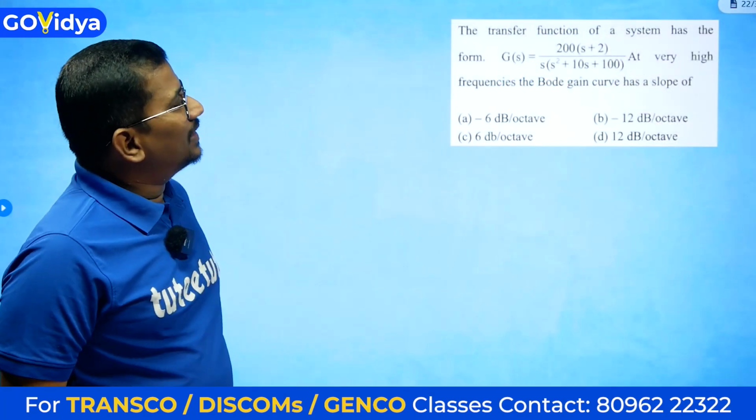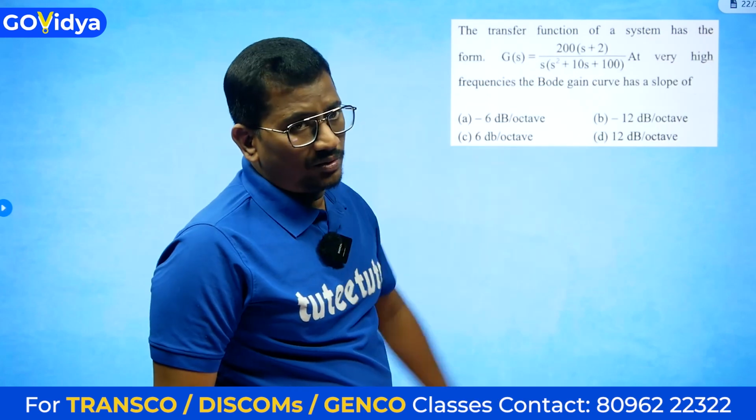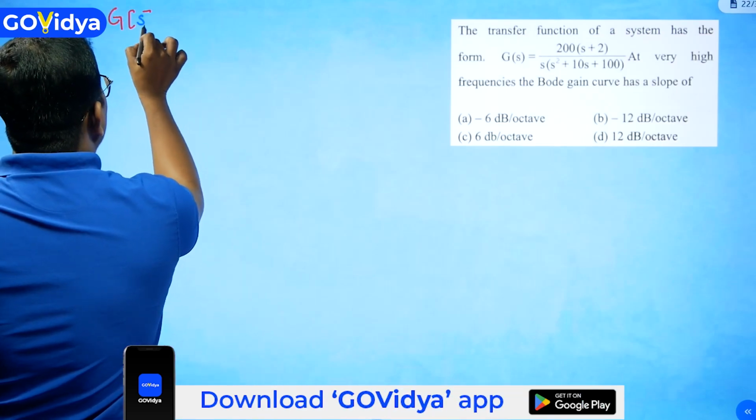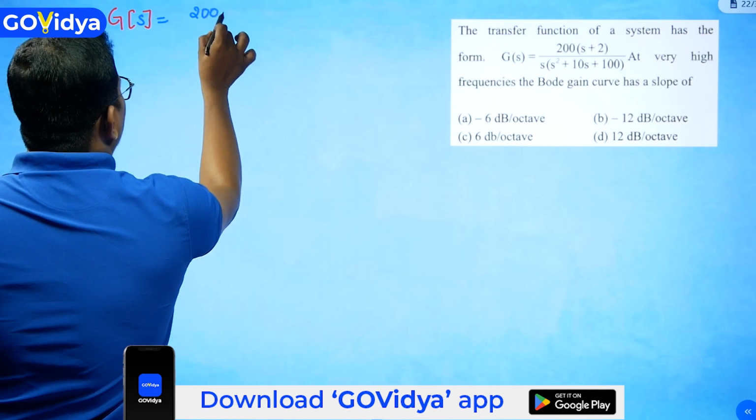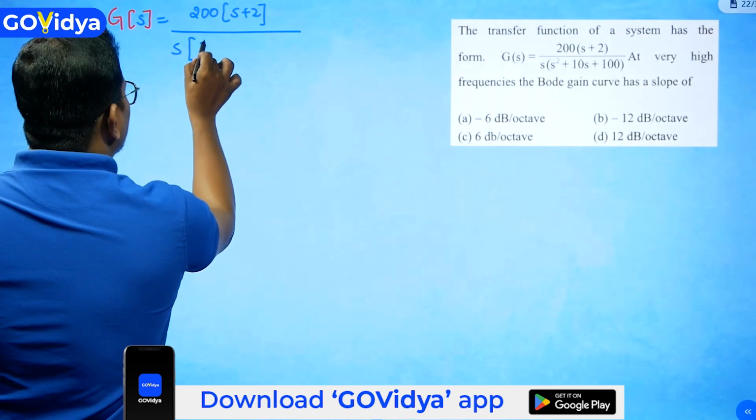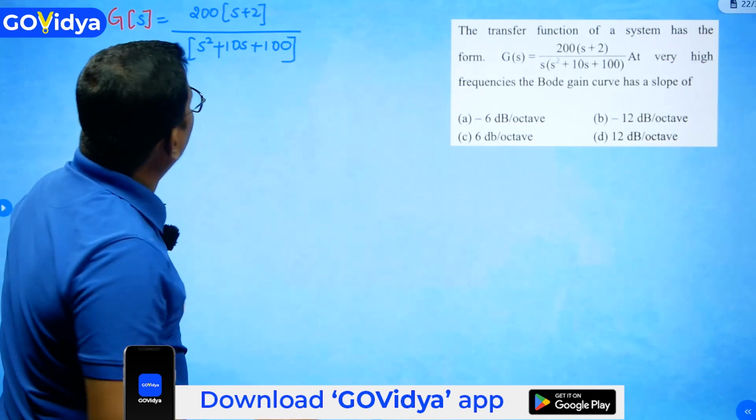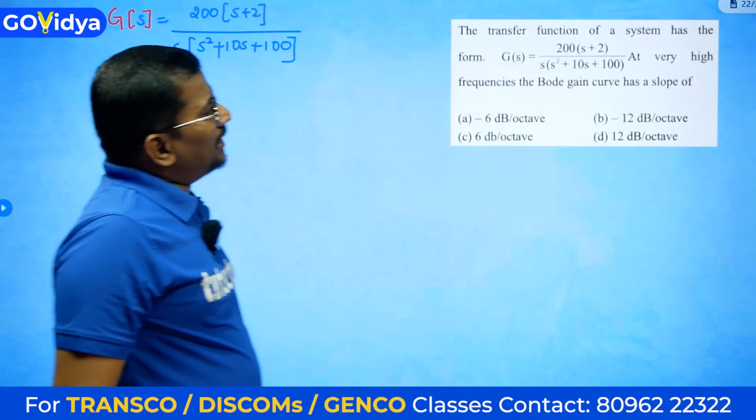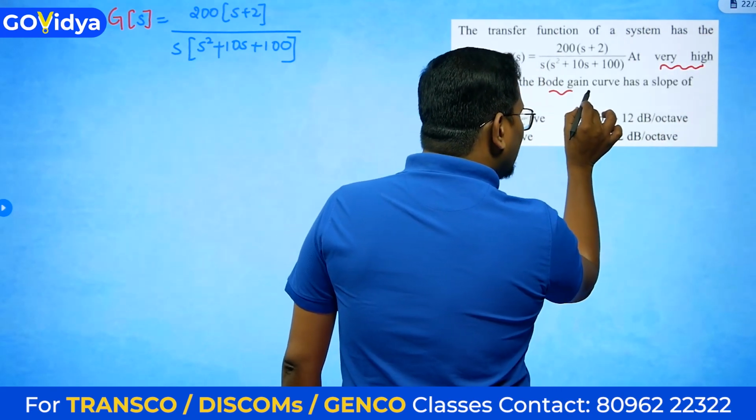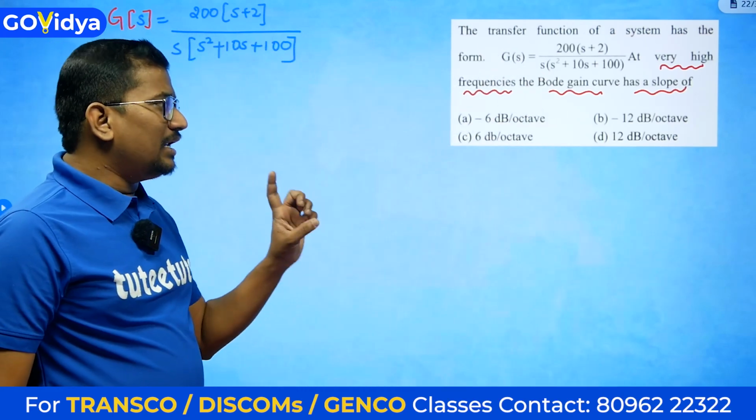Now let us see this question. The transfer function of a system has the form G of s equals 200 times (s plus 2) divided by s times (s square plus 10s plus 100). Correct? Now what is it asking? At very high frequencies, the Bode gain curve has a slope of. So we need to identify the Bode gain curve slope.